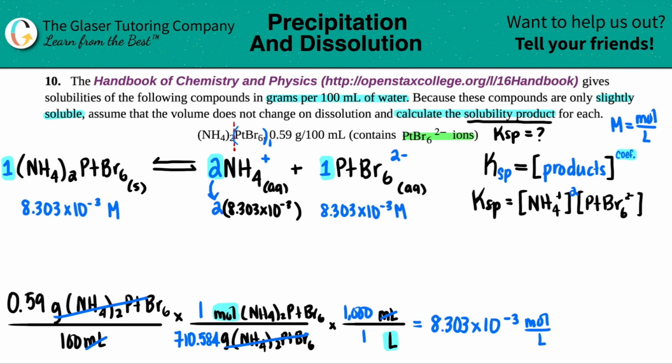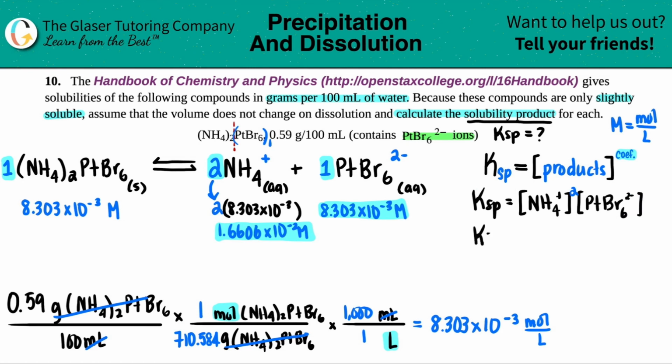But let's just find out what the other one is. So 8.303 times 10 to the negative third times 2. I guess I'll put in scientific notation: 1.6606 times 10 to the negative 2 molarity. And these now are your 2 molarity values that are going to be used in the Ksp expression that we just figured out from earlier.